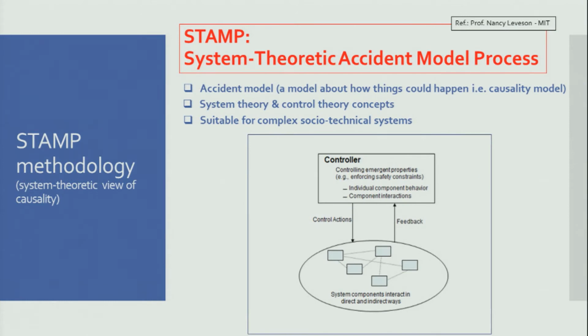Just a few words about STAMP. So it is a model that can help you in understanding how things could happen. So it is a causality model. It is based on system thinking, system theory, and control theory concepts. And as I told you, it is suitable for introducing also socio-technical organizational topics into the complex system.